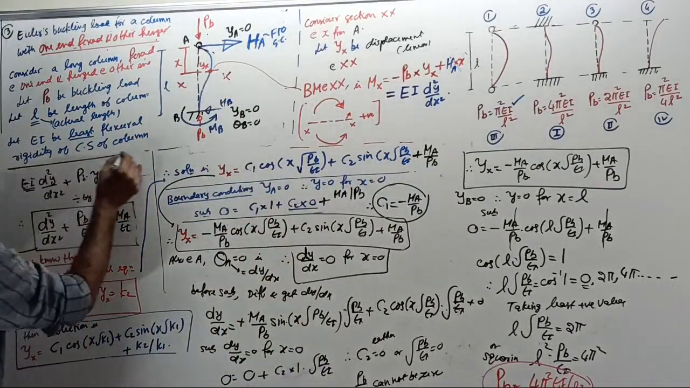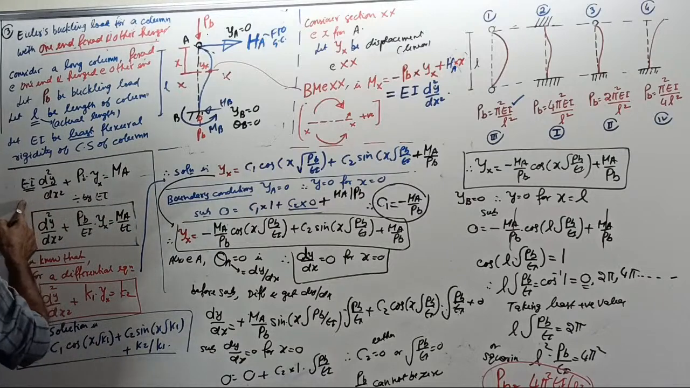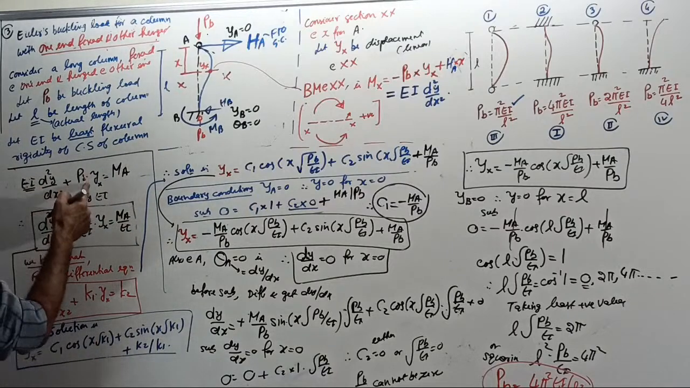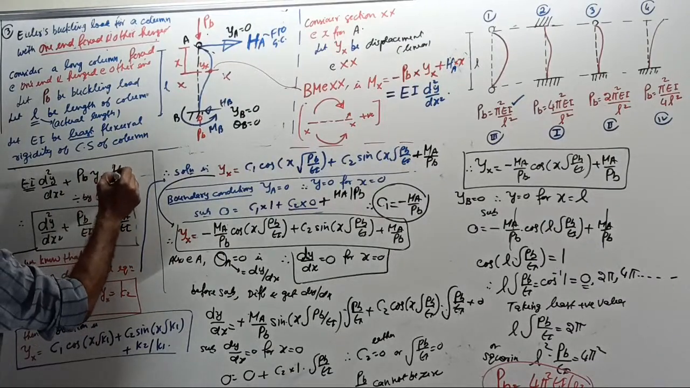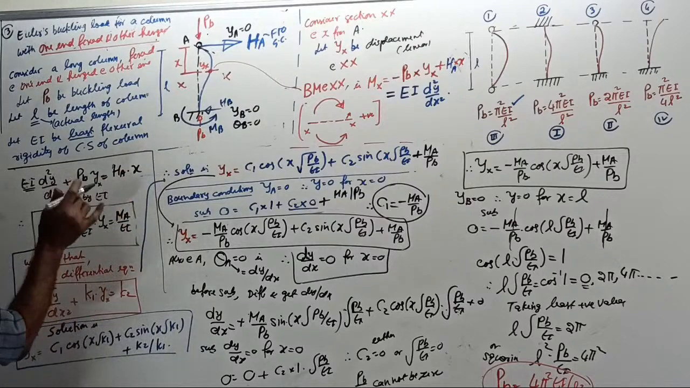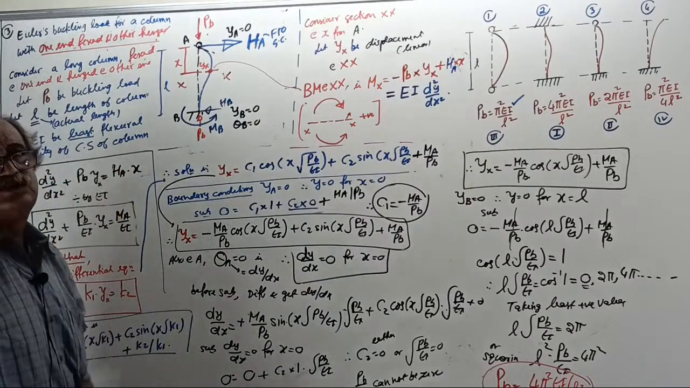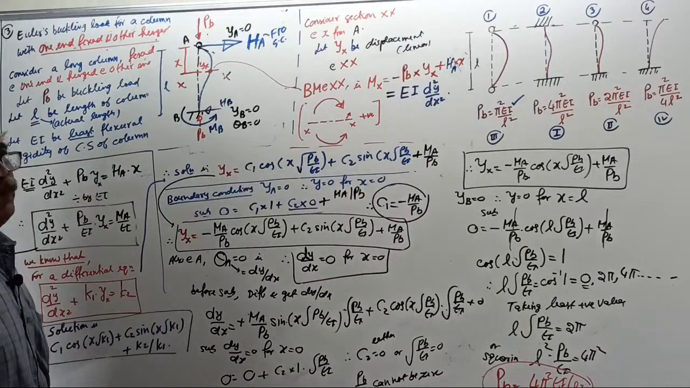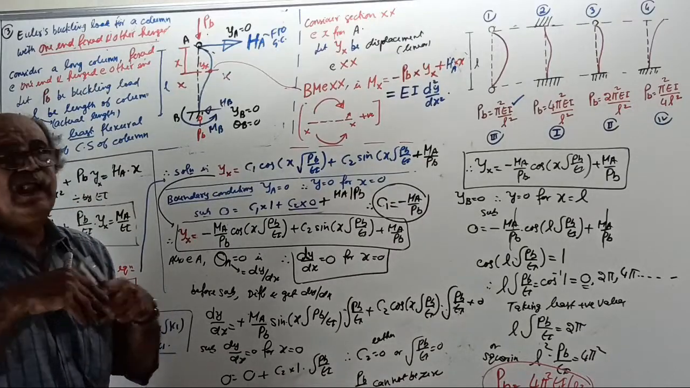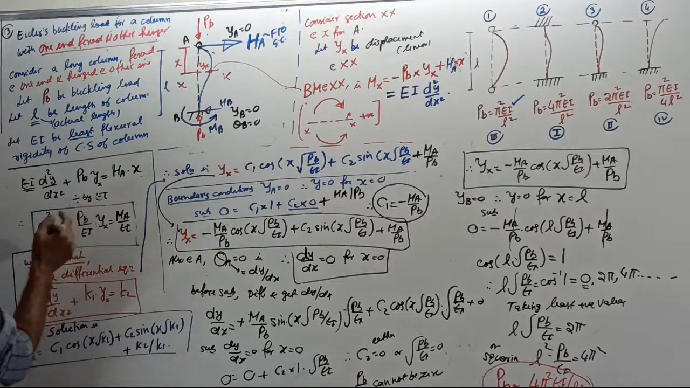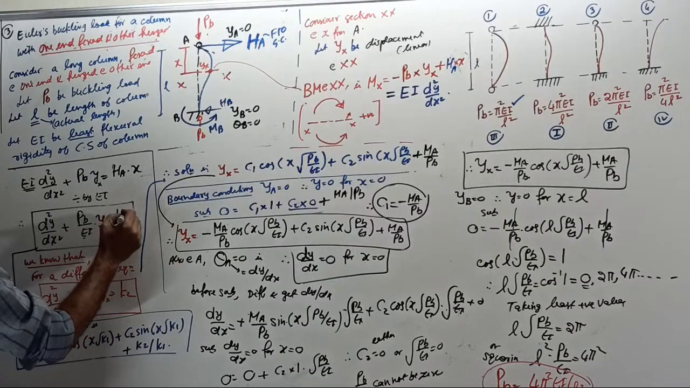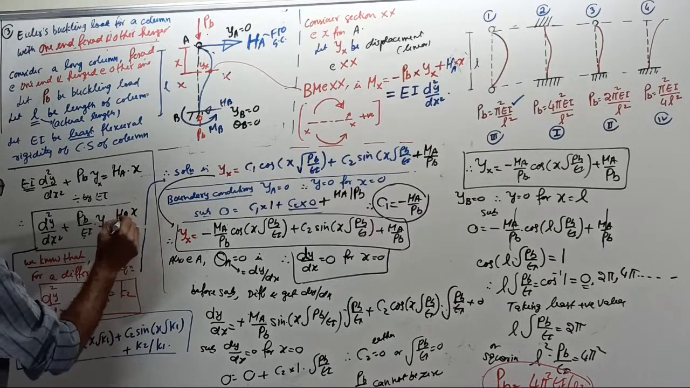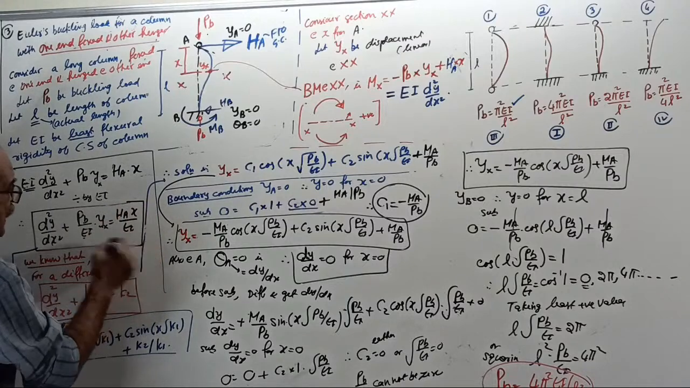Now, rearranging, what do you get? EI d square Y by dx square plus PB into Yx equal to HA into X. I told you, d square Y by dx square and Y should come to the left hand side, the other on the right hand side, or divide by EI. You get d square Y by dx square plus PB by EI into Yx equal to HA into X divided by EI, which is the differential equation.